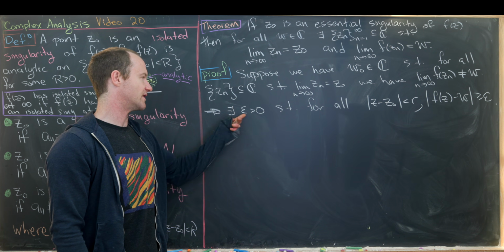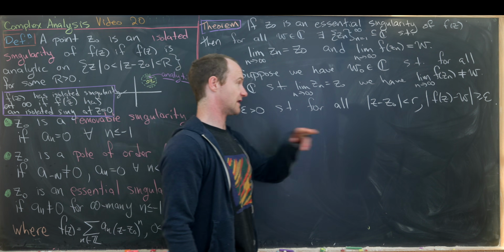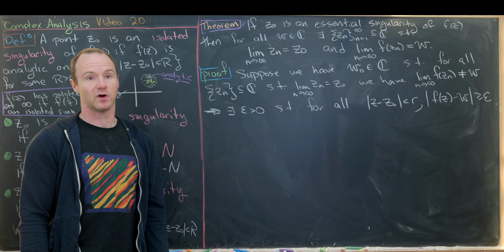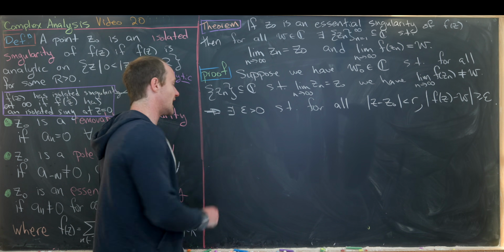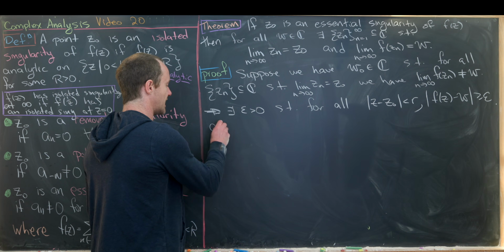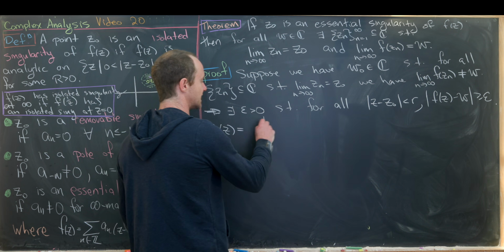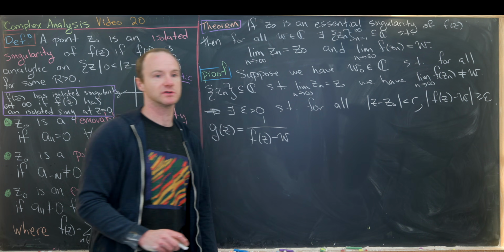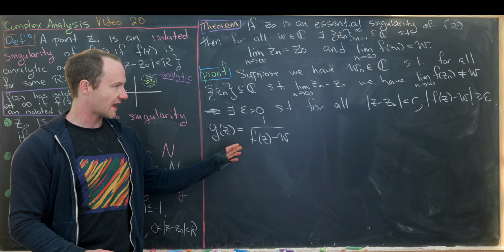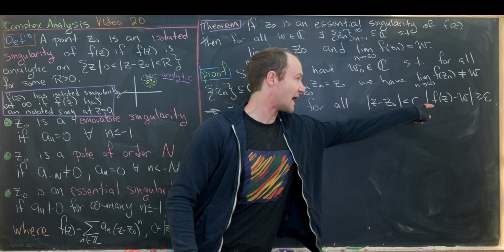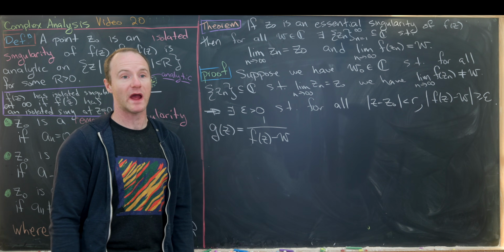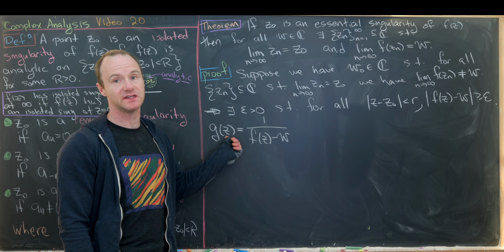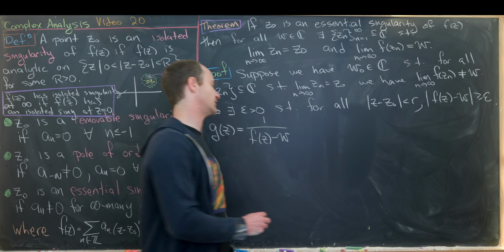But here we have: there exists an epsilon such that for all r, and this is |z minus z0| less than some r. And now from here, we're going to define a new function, and we'll call that new function g of z. And that's going to be 1 over f of z minus w. Why do we want to look at that? Because we've bound this f of z minus w away from 0, which means we've bound this g of z away from infinity, if you will.